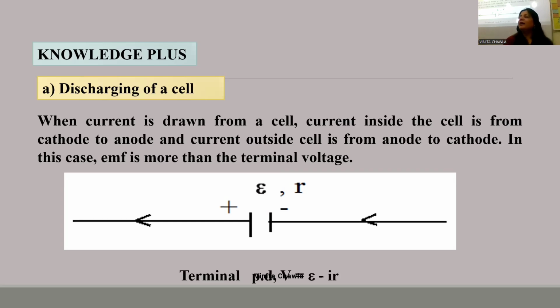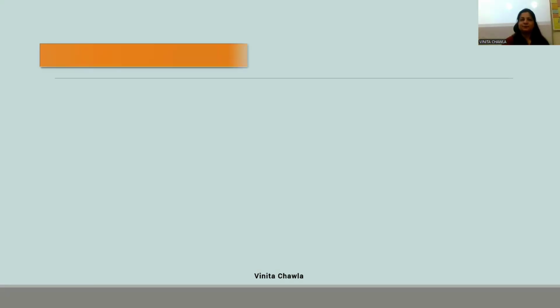So in this case, we write terminal potential difference V as equal to E minus IR. Clear? I is the current, R is the internal resistance of the cell, E is the EMF, V is the terminal potential difference. So V is E minus IR. During discharging, V is E minus IR.